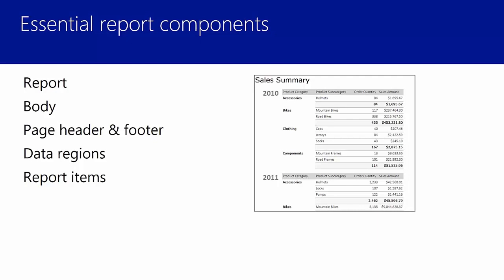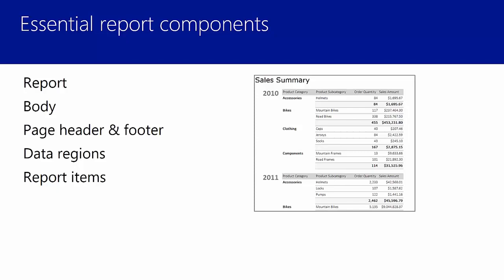Let's equate that to this example report. So this is a simple multi-level grouped table report where we can see a header at the top. So that would be the report header. We could have a page header and page footer that show things like page numbers and parameter summaries that may be repeated on each page at the top and or bottom of the report.